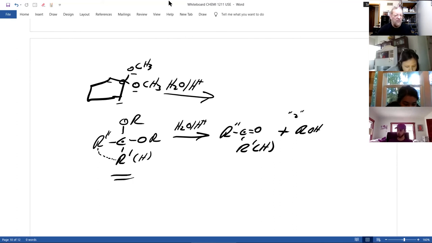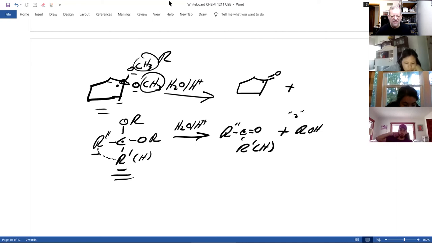So what's my R prime and R double prime? It's the ring. Which carbon has the two oxygens becomes the carbonyl carbon right there. Then what's my R group? It's methyl. So I get this alcohol. Remember, these four reactions, I'll never give you synthesis.